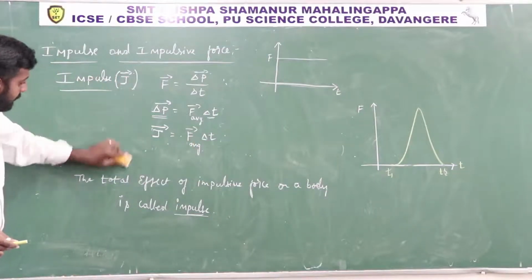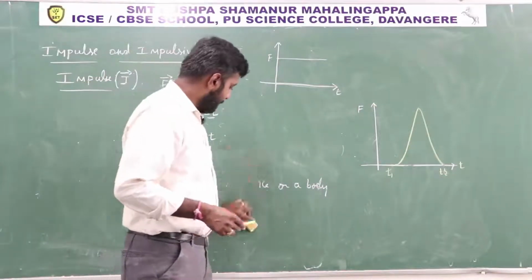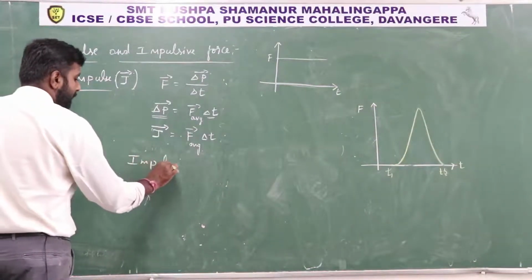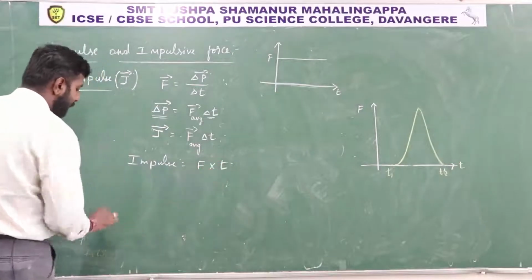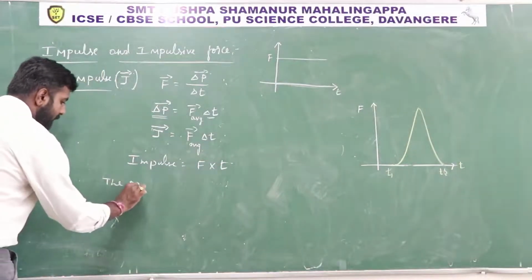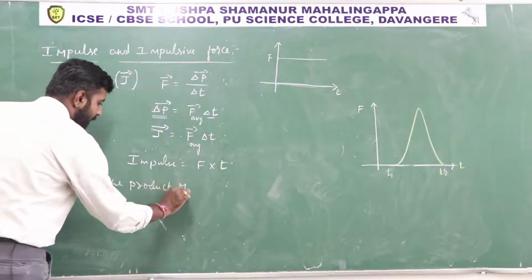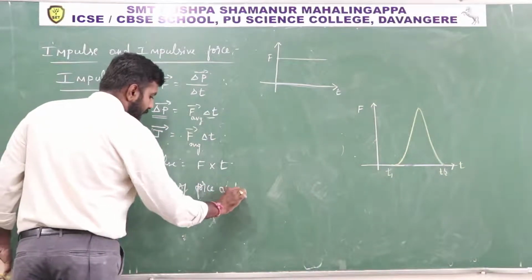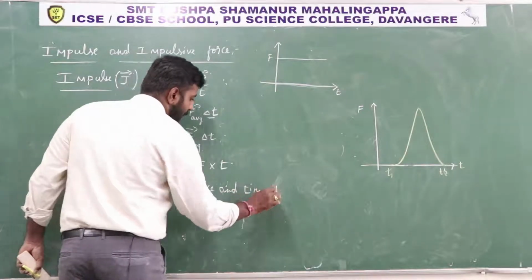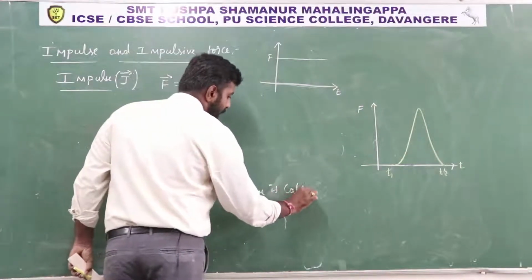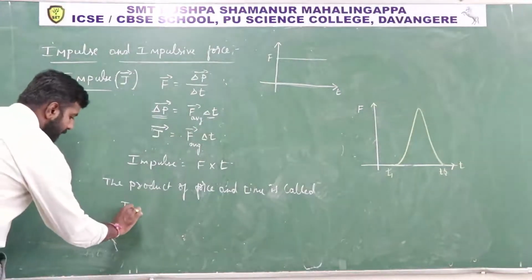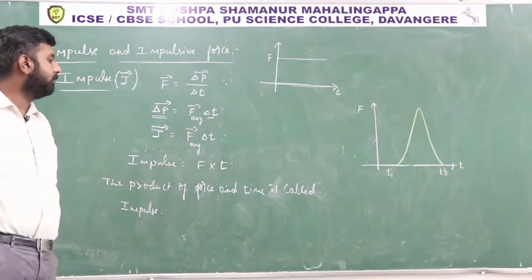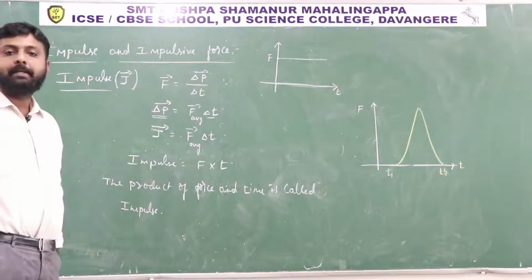Thus we can define impulse as, directly I will write, F into T, the product of force and time is called impulse. Remember, impulse means F into T also. This impulse means change in momentum also.